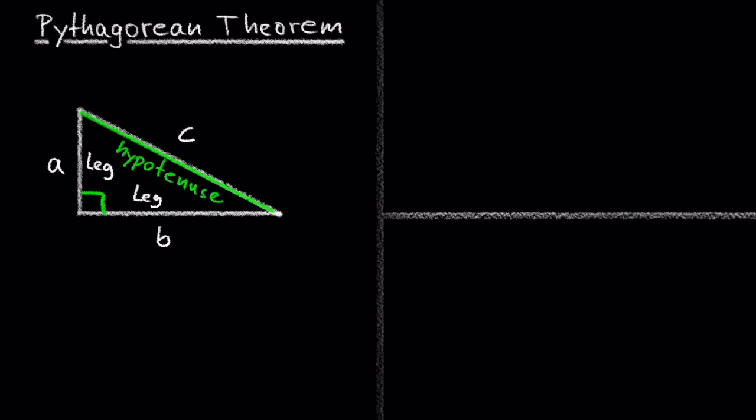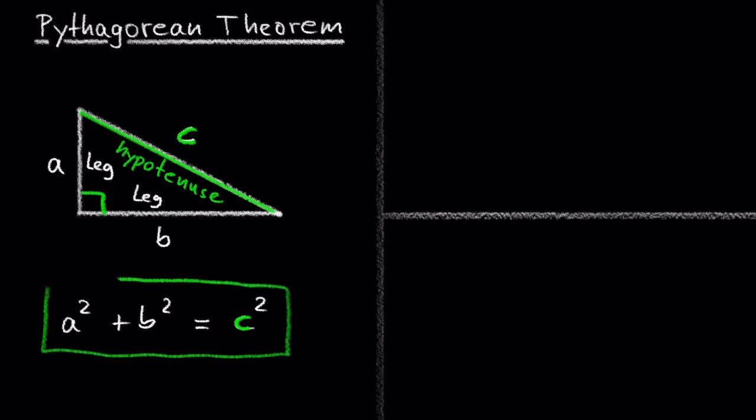In a right triangle, the legs are the shorter sides, and the hypotenuse is always the longest side. Now, what relationship between these sides does the Pythagorean theorem describe? The sum of the squares of the lengths of the legs is equal to the square of the length of the hypotenuse. In general, we can say a squared plus b squared equals c squared, where a and b are the legs of the triangle and where c is the hypotenuse.